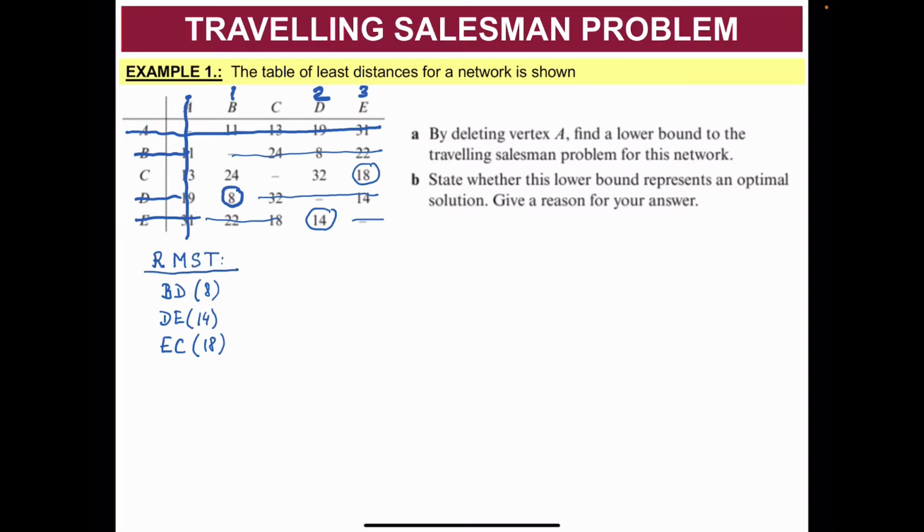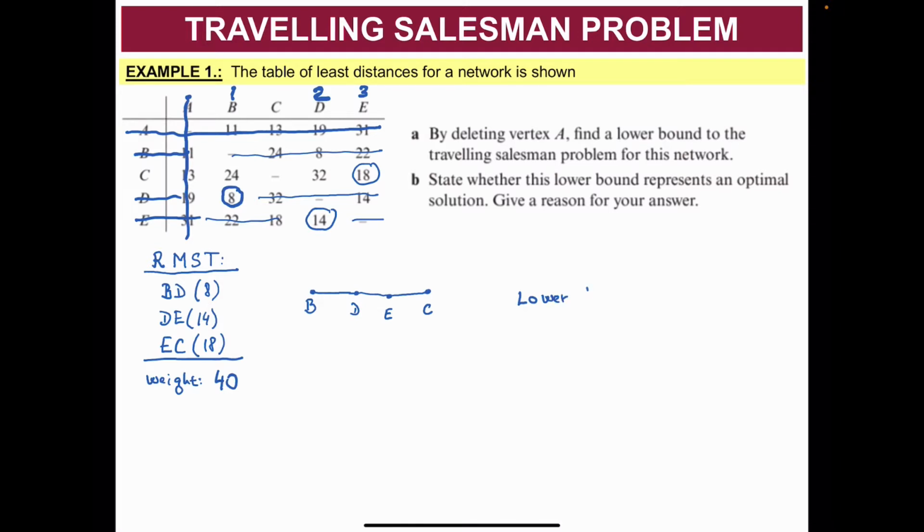Okay. If you want to sketch it, the weight of this is 32, so 40. And then when you sketch it, you have B, you have D, E, and C. B to D, D to E, E to C. Okay. Now, the lower bound is, I'll write it here.